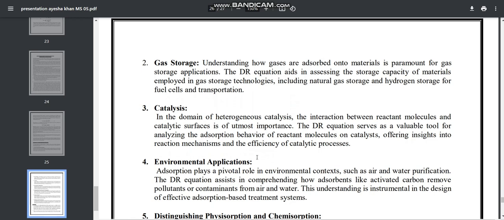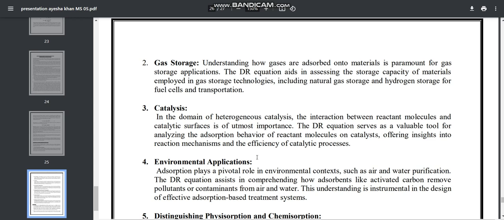The second one is gas storage. The DR equation helps to determine how much gas is adsorbed onto the materials. It also helps in assessing the storage capacity, including natural gas storage and hydrogen storage for fuel and transportation. The third one is catalysis. In the domain of heterogeneous catalysis, the interaction between the reactant molecules and the catalytic surface is of utmost importance. For analyzing the adsorption behavior of reactant molecules on a catalyst, the DR equation is very helpful.